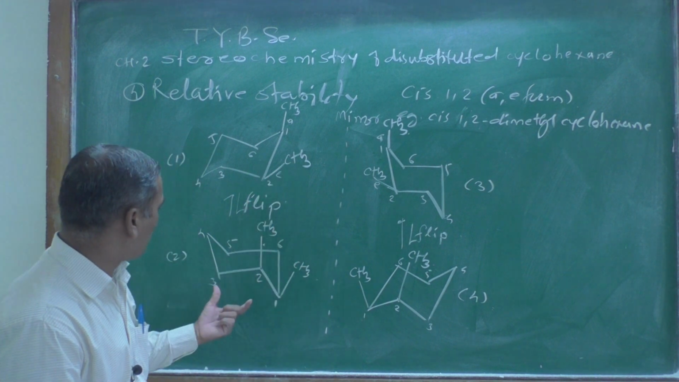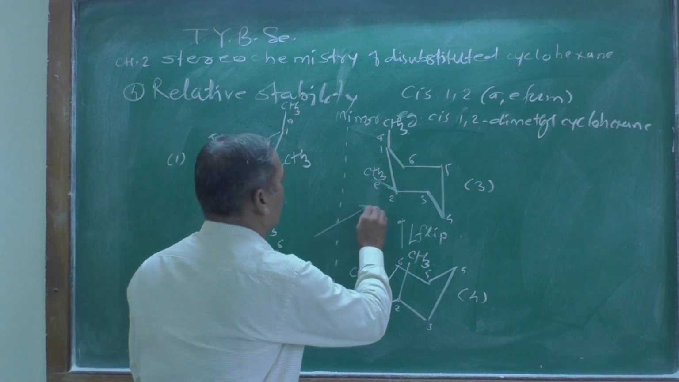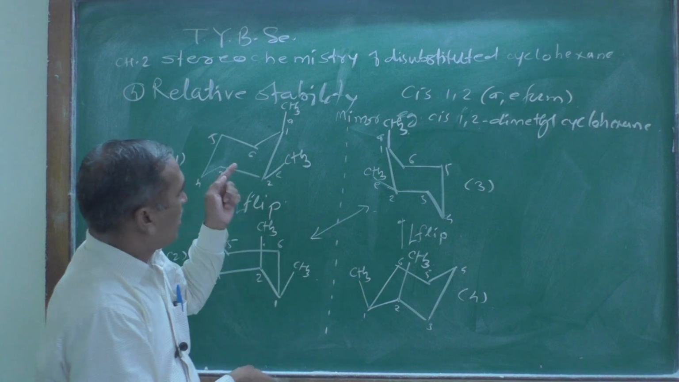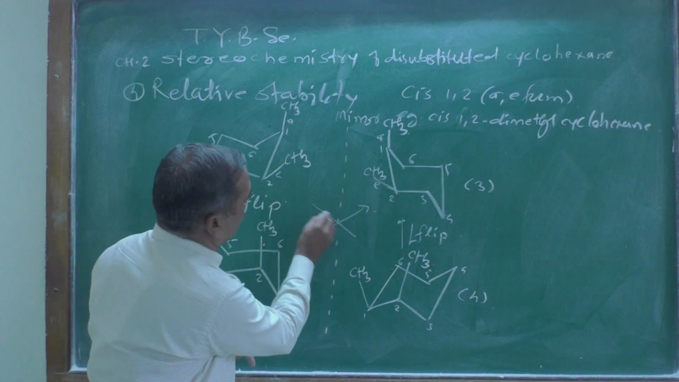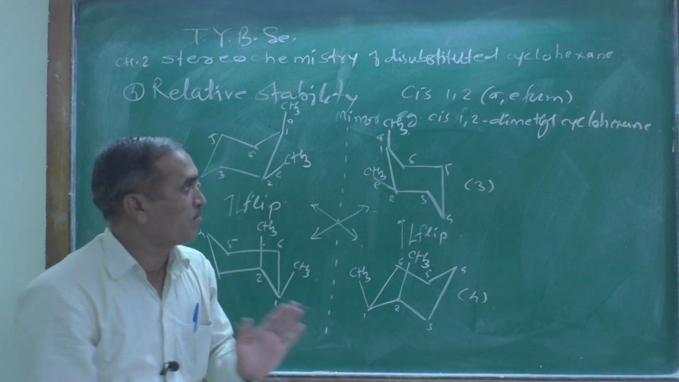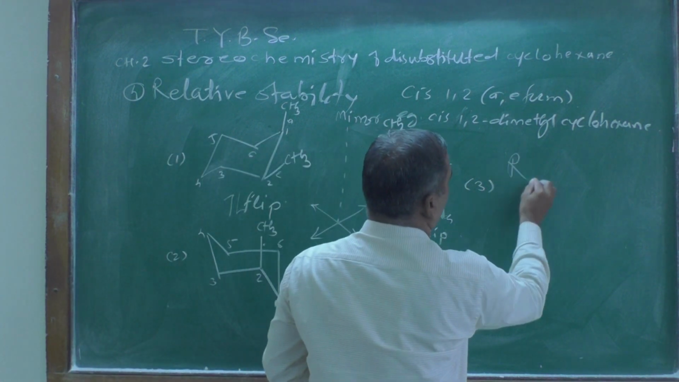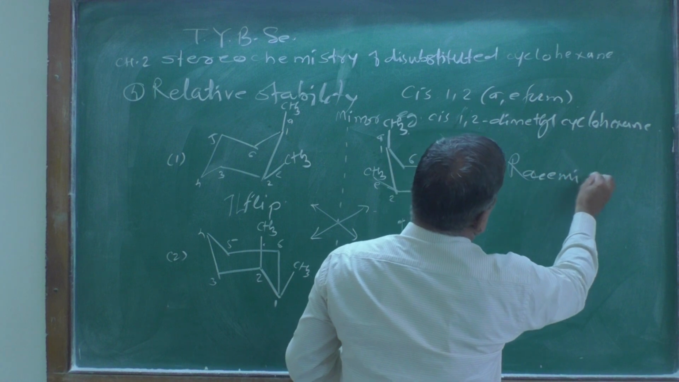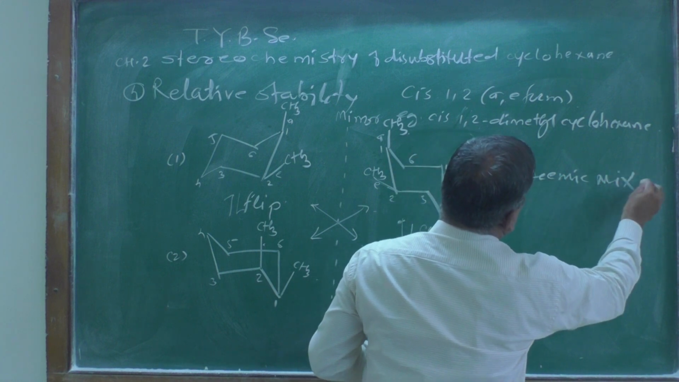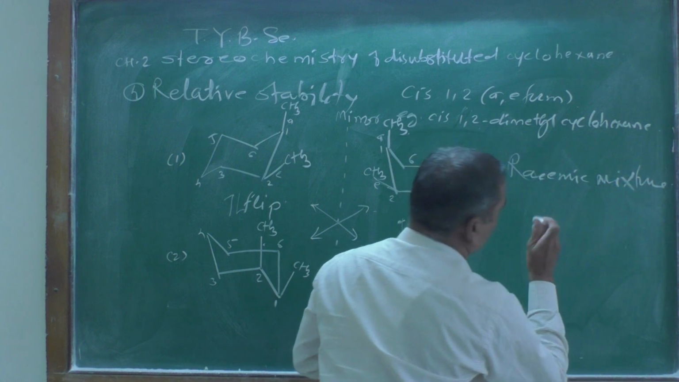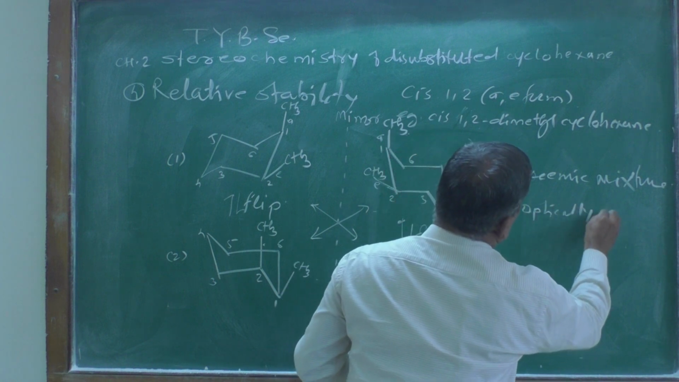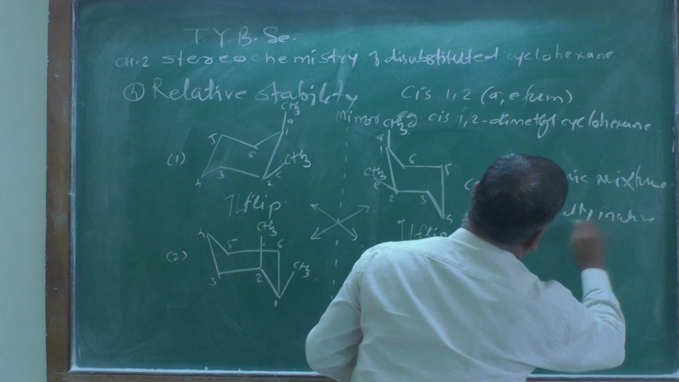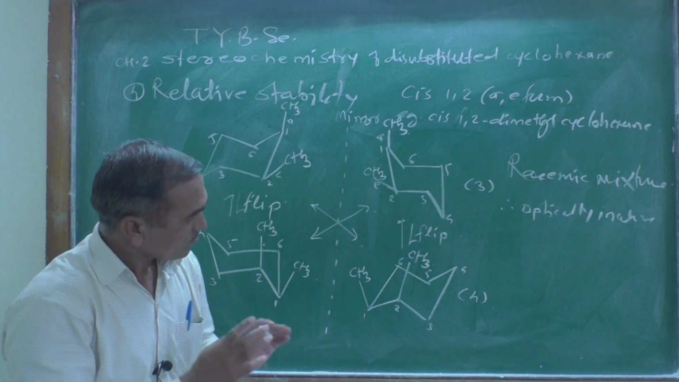When one flips into a 2, which is similar to the third one, or when the third flips into a 4, which is similar to the first one, they become a racemic mixture. Here remember, they are a racemic mixture, and therefore they are optically inactive in nature, right? Optically inactive in nature.